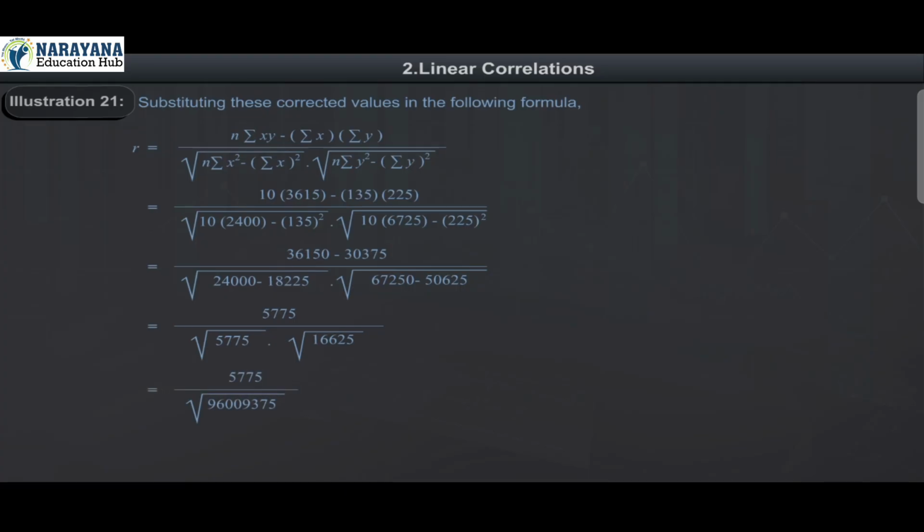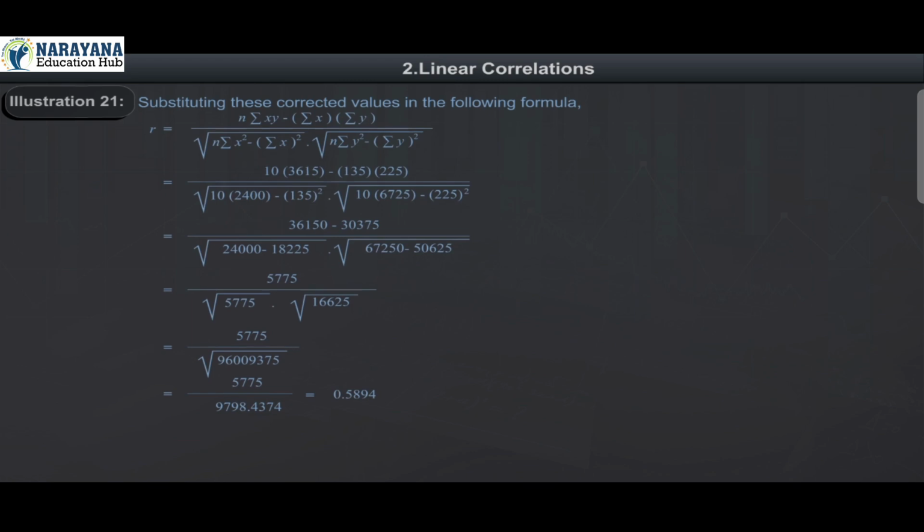5,775 divided by under root 96,009,375 is equal to 5,775 divided by 9,798.4374 is equal to 0.5894. Therefore, r equals 0.59.